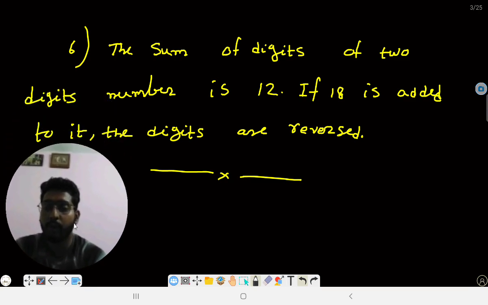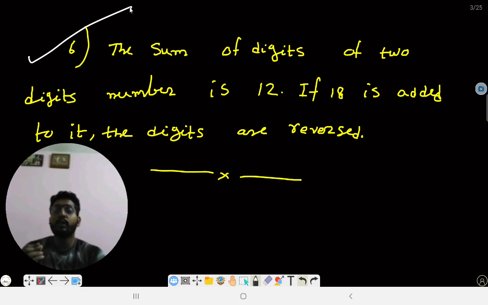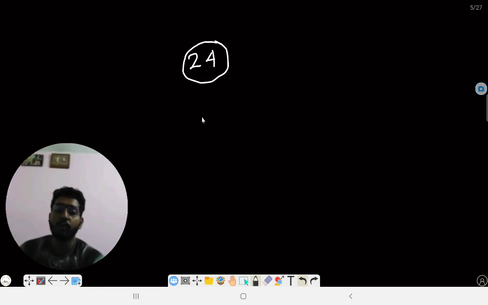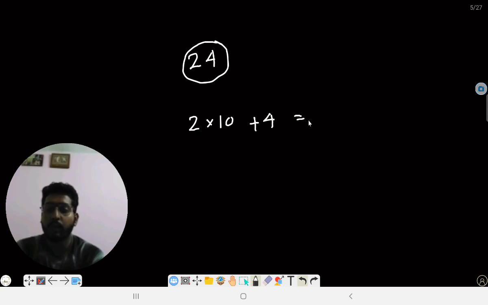Now this is a very important problem. Question number 6. The sum of the digits of a two digit number is 12. Now look at this properly. So a two digit number. Whenever a two digit number is given, how to form a two digit number? For example, there is a number 24. Now how does a two digit number form? It is formed like this: 2 into 10 plus 4. Okay, so this is the way to form a two digit number.